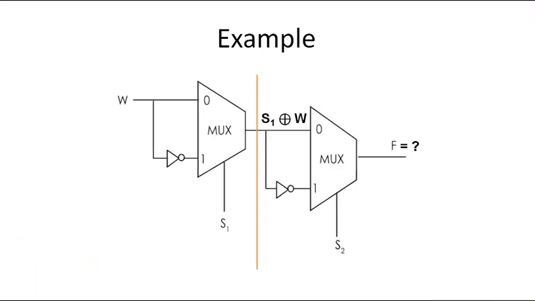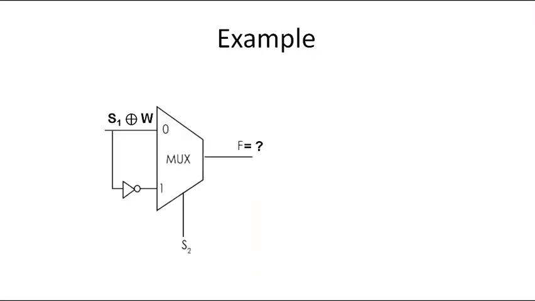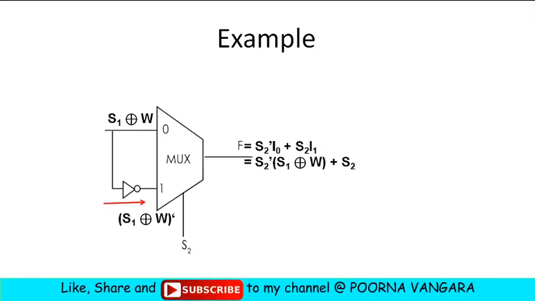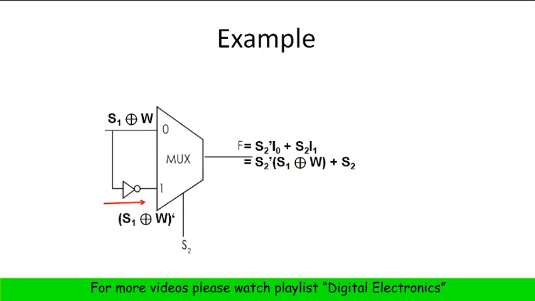Now consider the entire circuit again. Now consider the second part. Now we need to find out the F. If you observe here, S1 XOR W is given to the 0th line, that means the I0 line, and S1 XOR W is given to the I1 line, but not directly, it is complemented. So first let us write down the general expression. Now you can see I1 is the complement of this particular value, S1 XOR W, whole complement. So I0 is replaced with S1 XOR W, the select line is S2, and I1 must be replaced with S1 XOR W whole bar.